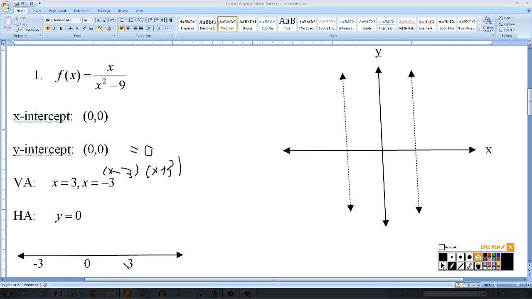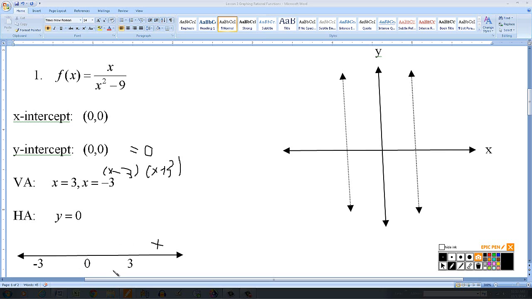So all I'm going to do now is just determine the sign of the function over each interval. That is, to the right of 3, between 0 and 3, between negative 3 and 0, and to the left of negative 3. So I pick a number larger than 3, say 4. So I put a 4 where the x is. 4 squared minus 9 is a positive 7. So I get a positive over positive. So that tells me that the graph is positive for values larger than 3. You can try any other values and you still get a positive sign.